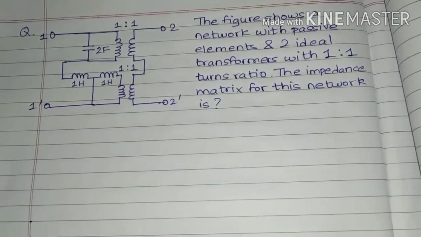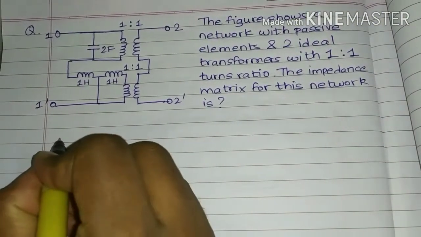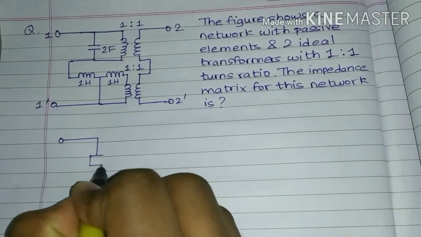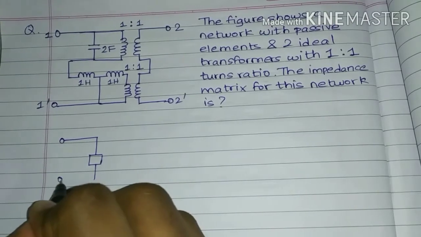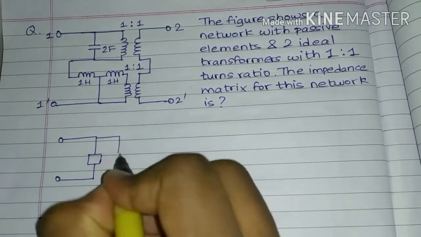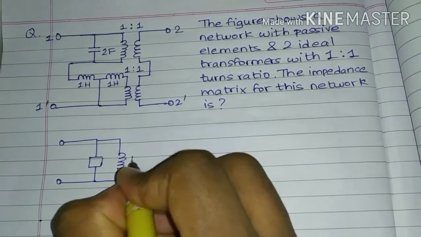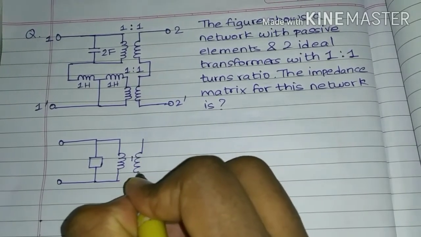The above circuit can be split into two series connected circuits. So this is the first circuit. I am drawing its Laplace circuit. So this 2 farad capacitor will get transformed into 1 upon 2s. This is the transformer.